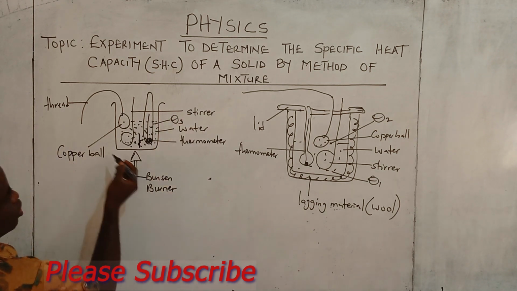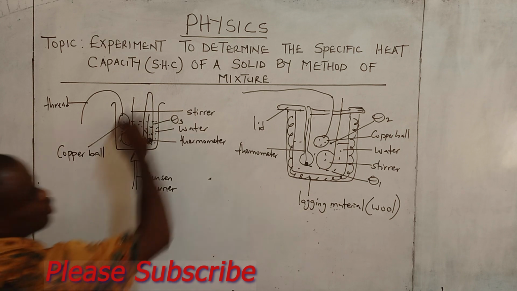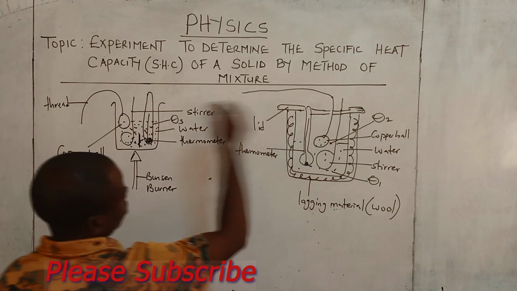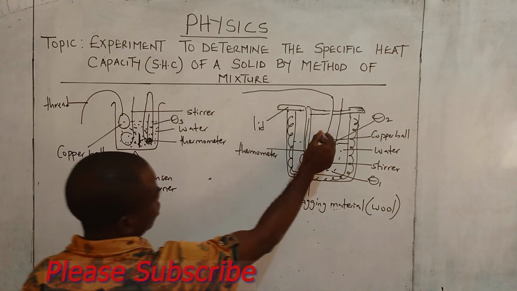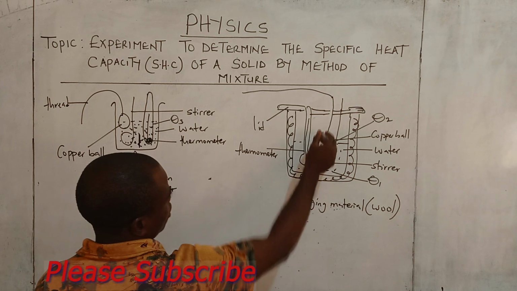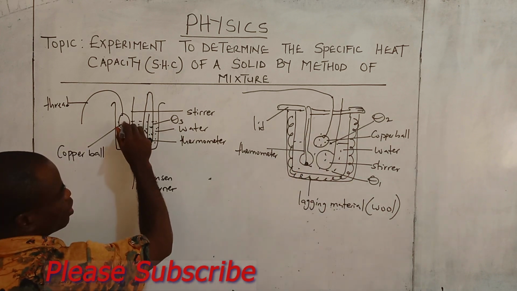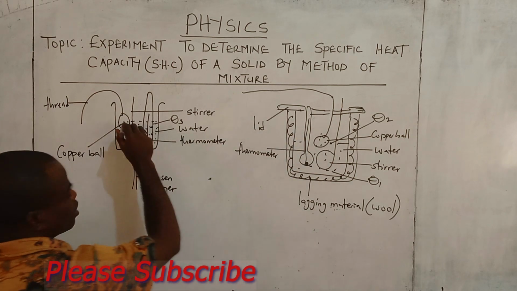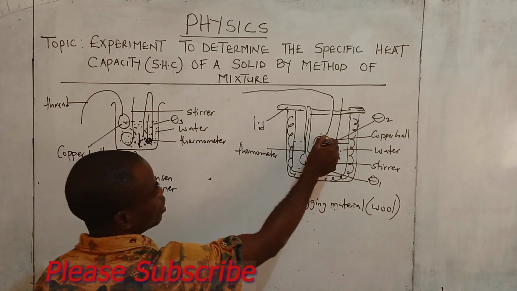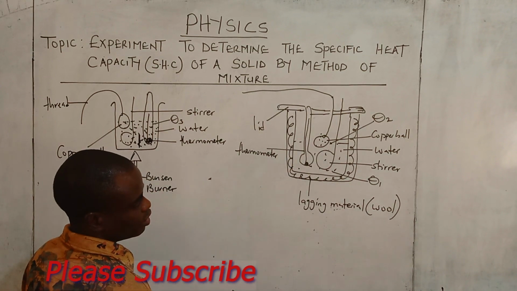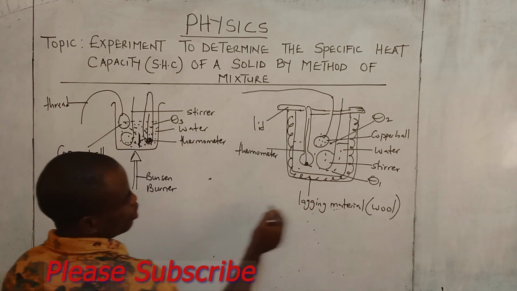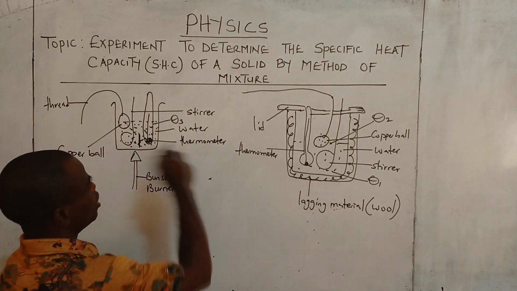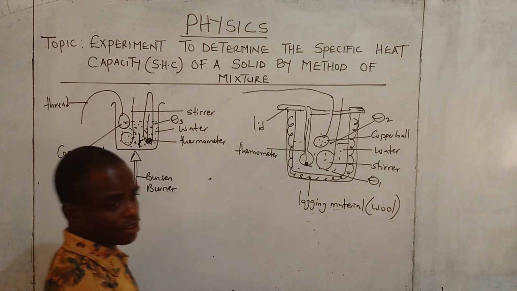That means the heat lost by this copper ball, because in the course of transferring it, heat will be lost, equals heat gained. If formerly it is 100 degrees centigrade, before you transfer it to this place, there will be heat loss to the surrounding. It's lost by this copper ball. Part of the precaution you have to take when doing this experiment is to transfer the copper ball very fast.